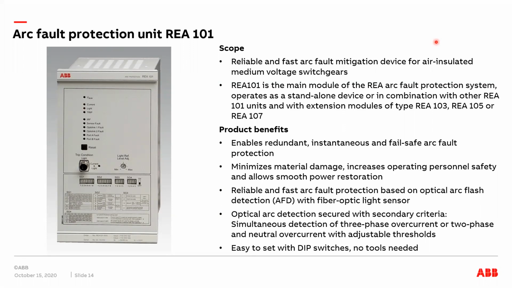The main benefit of a REA protection system is that it minimizes material damage and increases operating personnel safety and allows smooth power restoration. It's easy to set with dip switches. You don't need any setting tools. All the settings are done by the front panel switches of the modules.